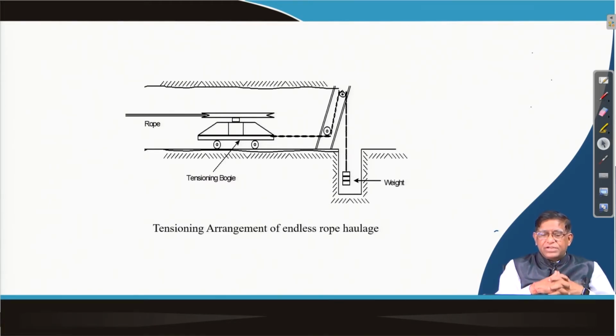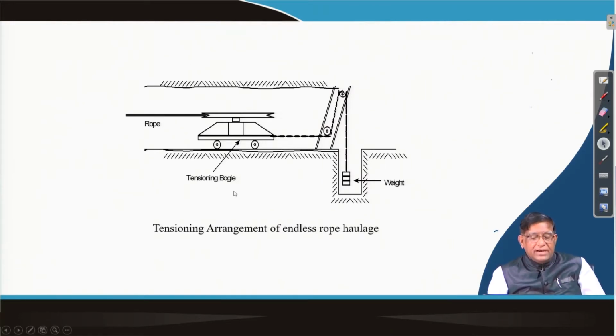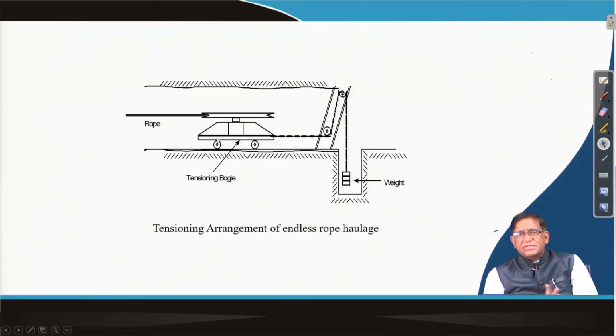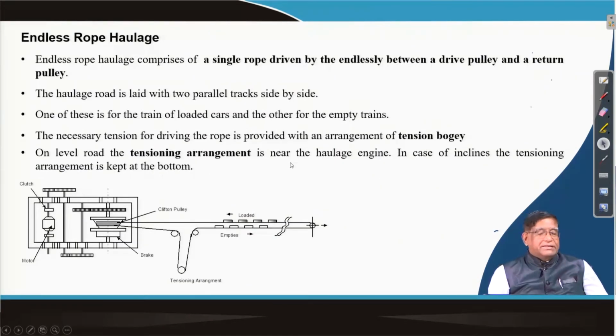For doing the tension in underground, a tensioning bogie is used. There is a rail, and on that rail this bogie is there, and here you are connecting a rope and pulley system. You dig a portion and then you suspend the weight, so that the rope is always under tension. This is an arrangement which is made over there.